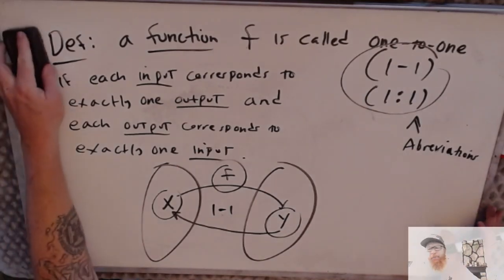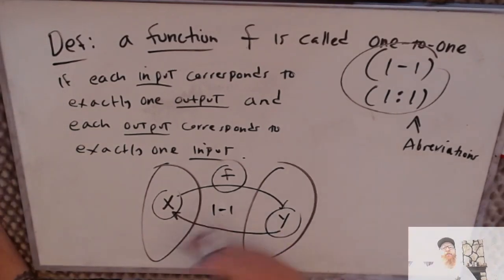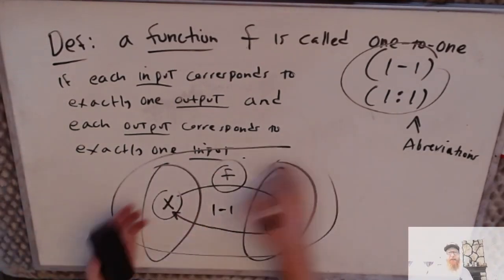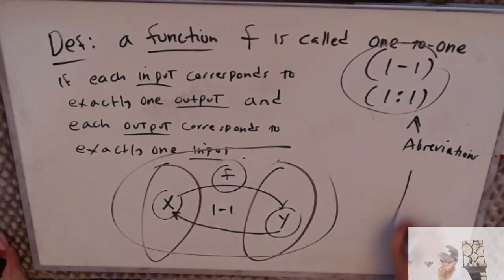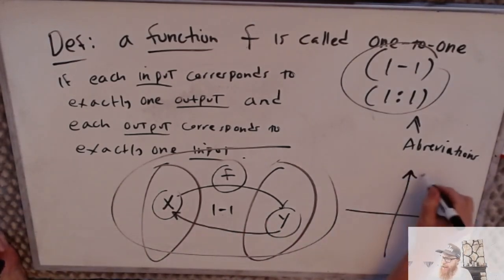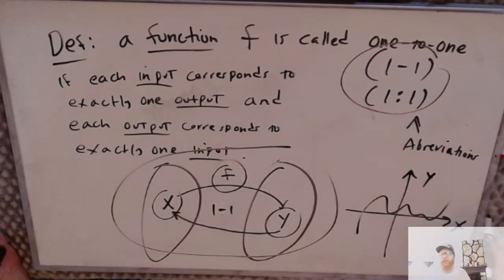Let's see some examples of a one-to-one function. This is just an abstract way of thinking about it. We're not actually going to draw our graphs like this. We're going to draw our graphs like this, x and y in the typical way that we draw a function.